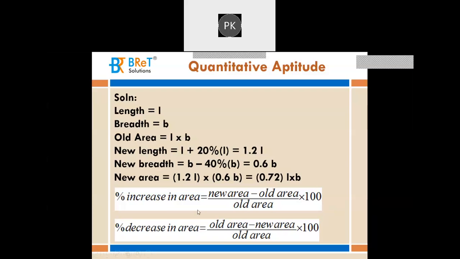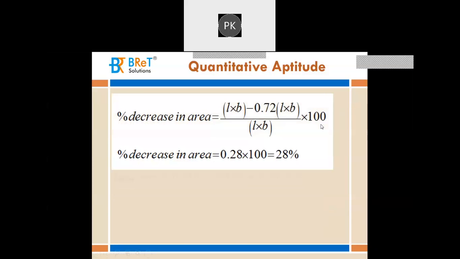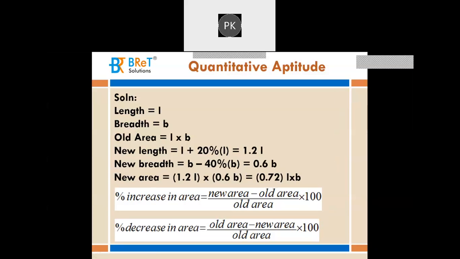Now we have two basic, fundamental formulas of percentage, which say that percentage increase in anything is always given by new value minus old value divided by old value into 100. Similarly, percentage decrease in anything is given by old value minus new value divided by old value into 100. Since you are talking about area, I have used it as area. Okay, please write down this, guys. Then let's go further. Once you have finished, let me know.